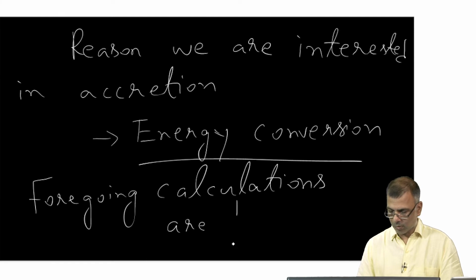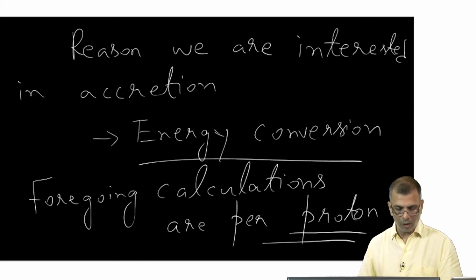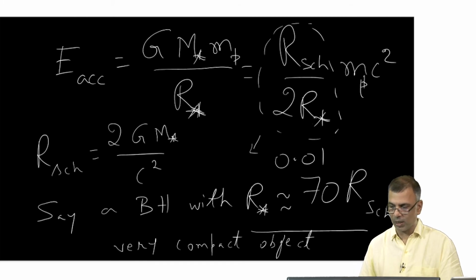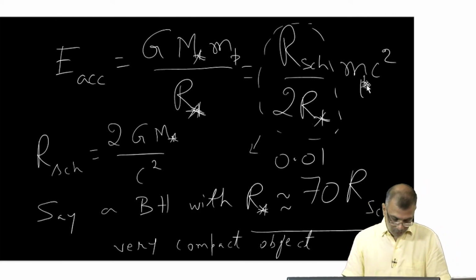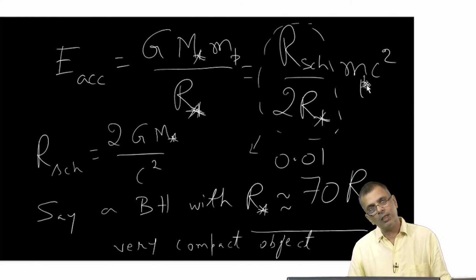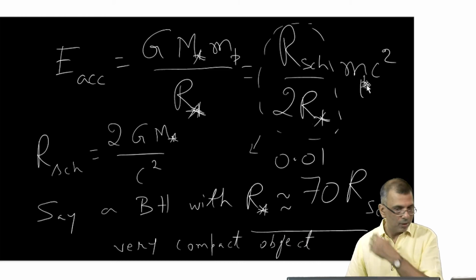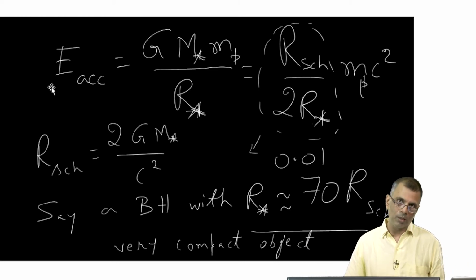R per proton, right? Because everywhere I wrote m sub p. So, all of this is for 1 proton. Now, naturally, you can say, suppose I try to create a large amount of matter, many protons. Naturally, my E accretion will grow up.